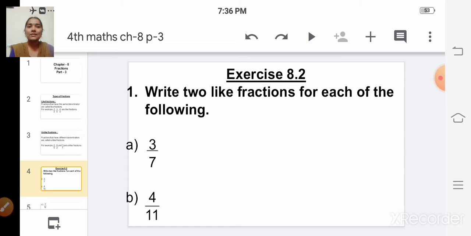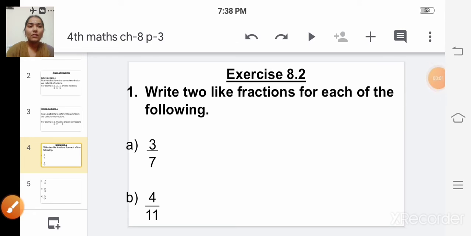Exercise 8.2. First question, write two like fractions for each of the following. What do you mean by like fractions? Fractions that have same denominator are called like fractions. So we are going to write like fractions for the given fraction.